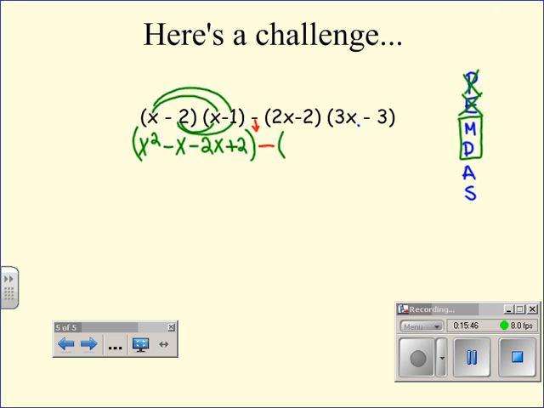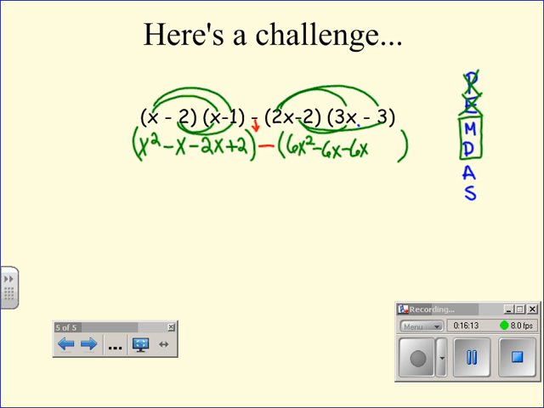But again, I'm going to put my product after I multiply these together inside parentheses, just so I keep my problem straight. 2x times 3x is 6x squared. And 2x times negative 3 is negative 6x. Negative 2 times 3x is going to be negative 6x.